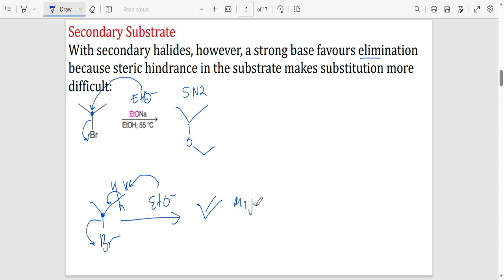About 79% will be this compound, and then just about 21% will be the one by SN2. For a secondary substrate and a strong base which is unhindered, the reaction is going to take the E2 pathway.